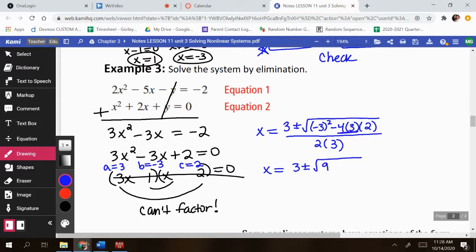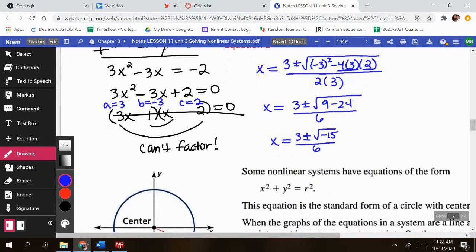This would be negative 12 times 2, which is negative 24 over 6. So we get 3 plus or minus, what's 9 minus 24? 9 minus 24 is going to give me negative 15 underneath that root over 6. And I'm just going to stop there, because as soon as I see a negative under the root, what kind of solutions am I going to have? Imaginary, right? This would be i radical 15 over 6.